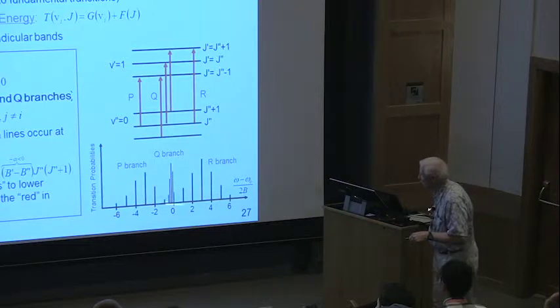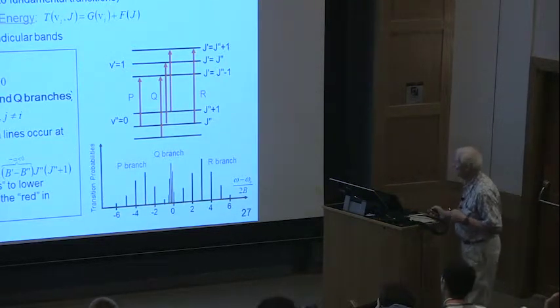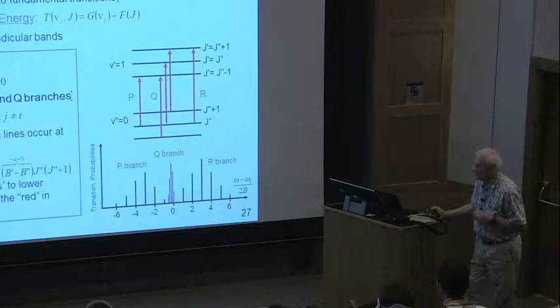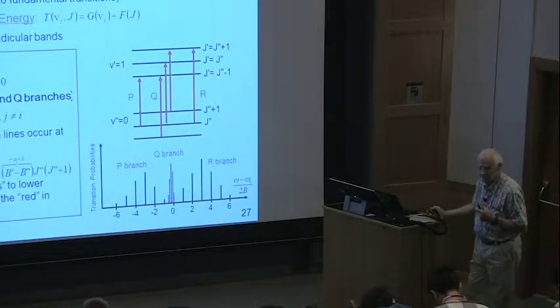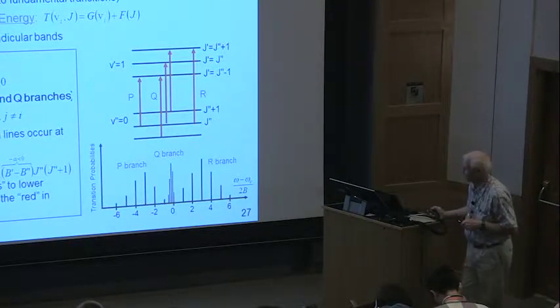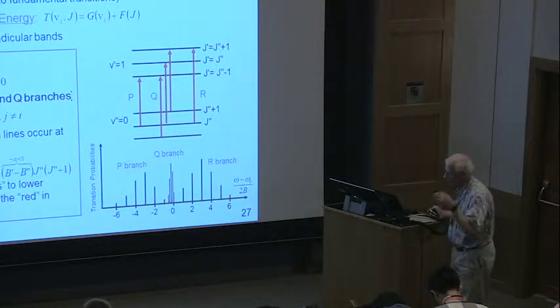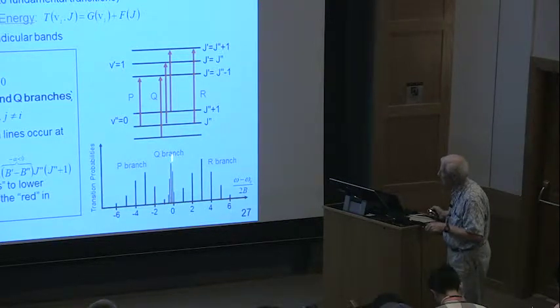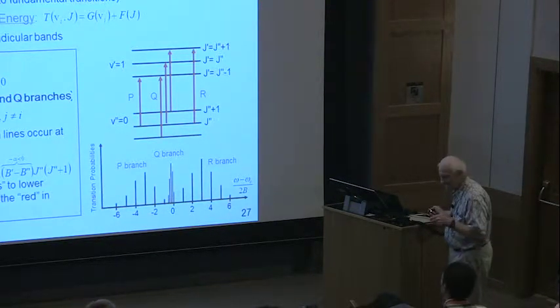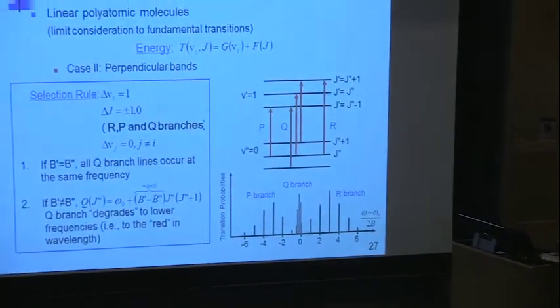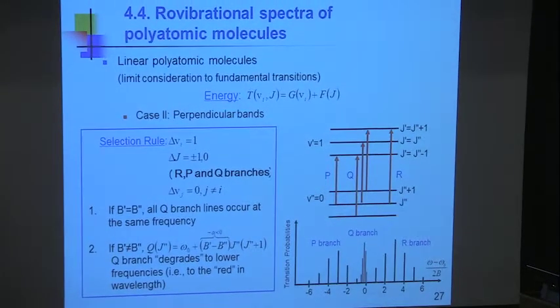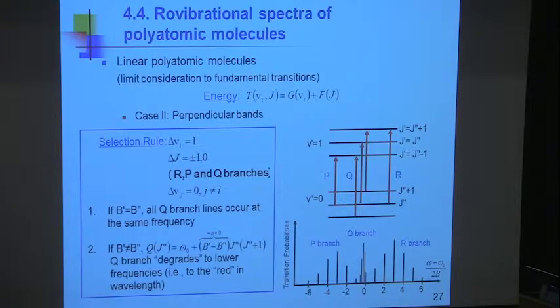So now the pattern looks like this, except there's a cluster of lines here in the null gap. So you can tell right away, are you looking at a perpendicular band or a parallel band? Because the perpendicular have the Q branch and the parallel band does not. If B upper and B lower are equal, this would be a single line. But the fact is the B's are not exactly equal. Remember, the B's are not exactly equal because of that alpha term in B that changes with V. So there's a slight spacing here that can be picked out in an experiment.